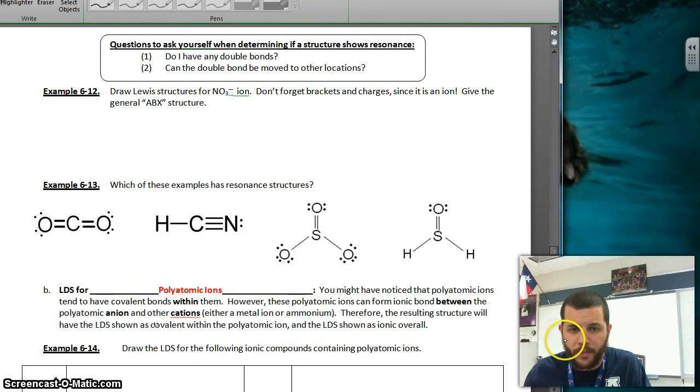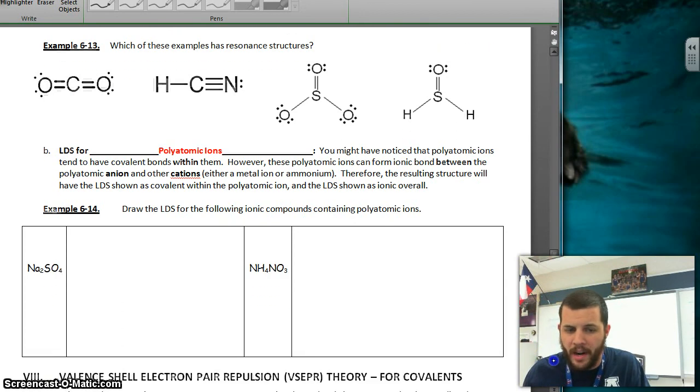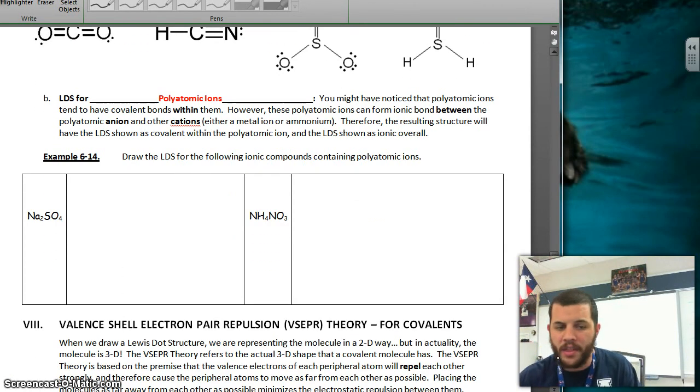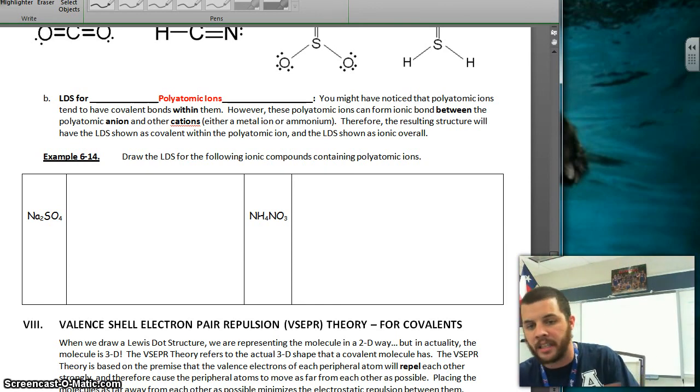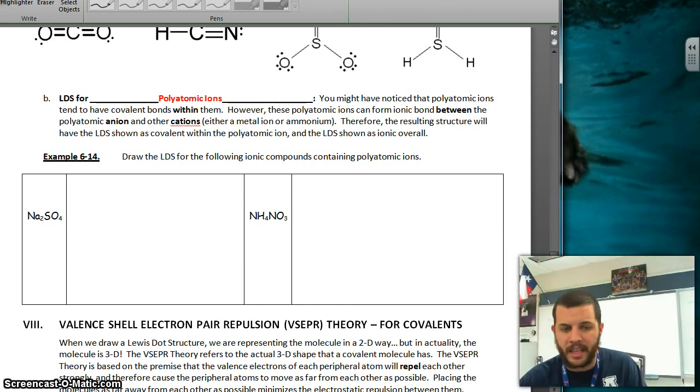So we're going to look at some of this stuff in class. What I want to do right now is draw one last Lewis dot structure for us, and that is when you have an ionic compound that contains polyatomic ions. Okay, so let's look at sodium sulfate. With sodium sulfate, I've got sodium, which is a +1 ion, and I've got sulfate, which is a -2 polyatomic ion, meaning that I'm going to have 1 sulfate. I'm going to have 1 of these, and I'm going to have 2 of these.